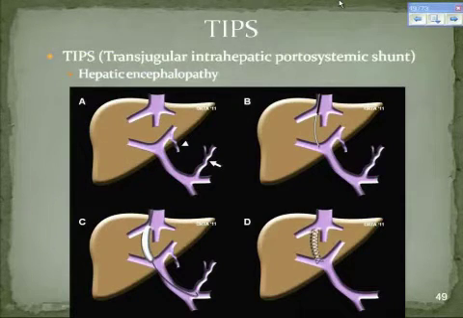The next procedure that was done is this portal systemic shunt. What you're trying to do is bypass the liver. TIPS procedure means transjugular intrahepatic portal systemic shunt. In the old days, the way it was done was a nightmare. We had to do this with an open procedure where we took these people to the operating room, opened up the abdomen wide open, put a vascular shunt into the portal vein, and then hooked it up into the inferior vena cava.